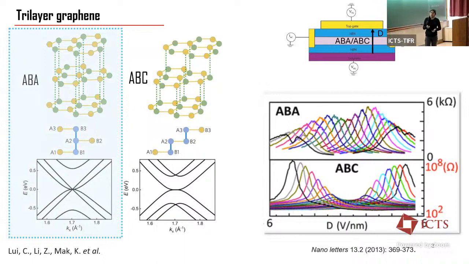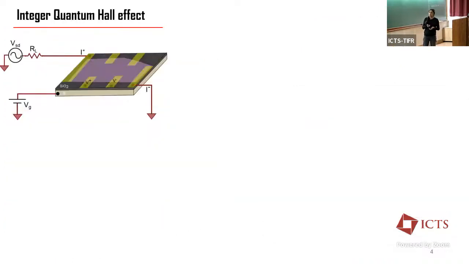In my talk, I am going to focus on ABA trilayer graphene and discuss the quantum Hall effect in this system, since there is a huge band modification and interesting things happen in this system. Since I'm going to talk about the quantum Hall effect, I want to give a brief introduction to it. So this is a device schematic with a normal 4-probe measurement setup.